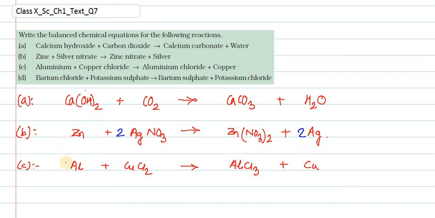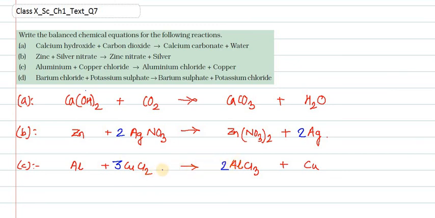Now let's balance. On the left hand side we have one aluminium, and on the right we have one aluminium. On the left hand side we have one copper, and on the right we have one copper. On the left hand side we have 2 chlorine, but on the right hand side we have 3 chlorine. So the LCM of 2 and 3 is 6. So basically we have to put 6 chlorine on both sides of the equation. So let us multiply this with 3 and multiply this with 2. So 6 chlorines are balanced on both the sides.